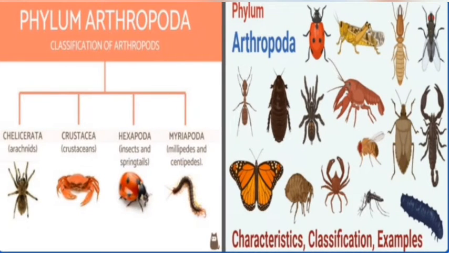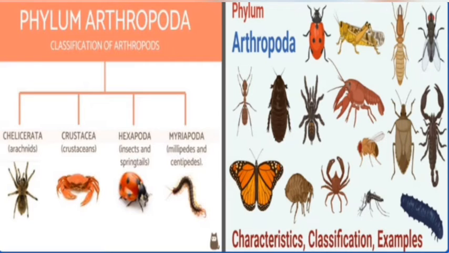Next, the classification of phylum Arthropoda. You can see the names given in the slide: Chelicerata, Crustacea, Hexapoda, Myriapoda. Chelicerata are mostly found on land. An example is arachnids, and the main thing is antennae are absent here. The body is differentiated into cephalothorax and abdomen. The abdomen is divided into 3 segments, and it has 4 pairs of appendages. They also respire through trachea or gills.